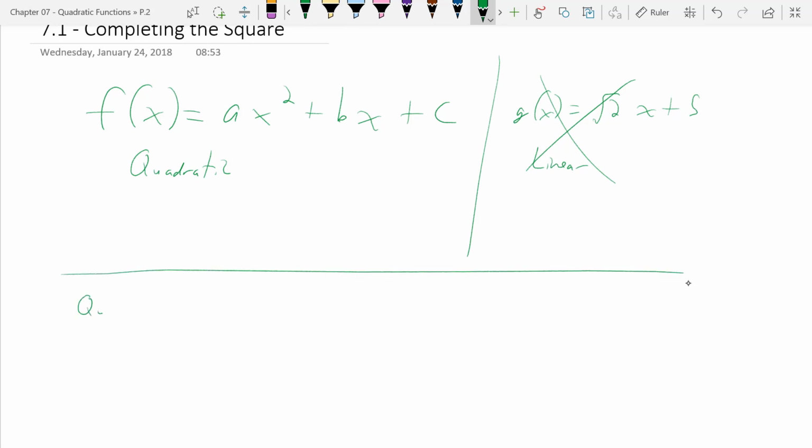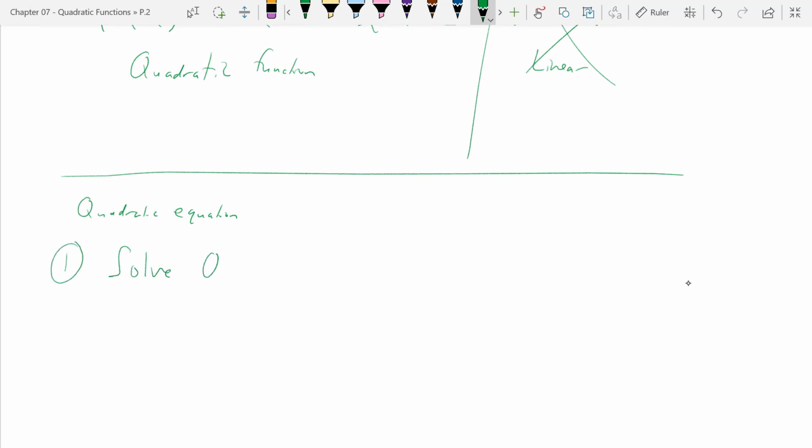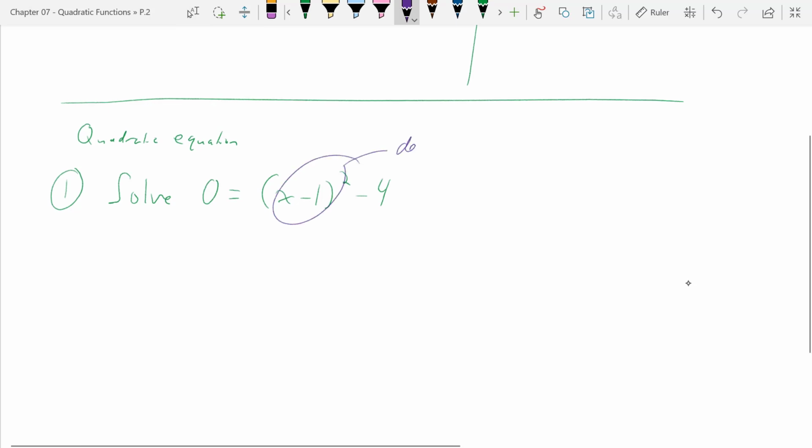So a quadratic equation, whereas above we had a quadratic function. A quadratic equation is just a quadratic set equal to something. Let's just do an example of what this looks like. If I wanted to solve 0 is equal to x minus 1 squared minus 4, that's a quadratic equation. And I know that because its largest degree right here would be a degree 2.